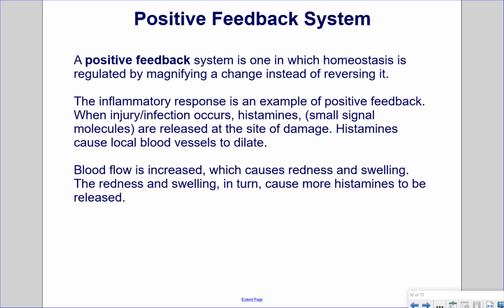Positive feedback system. A positive feedback system is one in which homeostasis is regulated by magnifying a change instead of reversing it. The inflammatory response is an example of positive feedback. When injury or infection occurs, histamines, small signal molecules, are released at the site of damage. Histamines cause local blood vessels to dilate. Blood flow is increased, which causes redness and swelling. The redness and swelling, in turn, causes more histamines to be released.